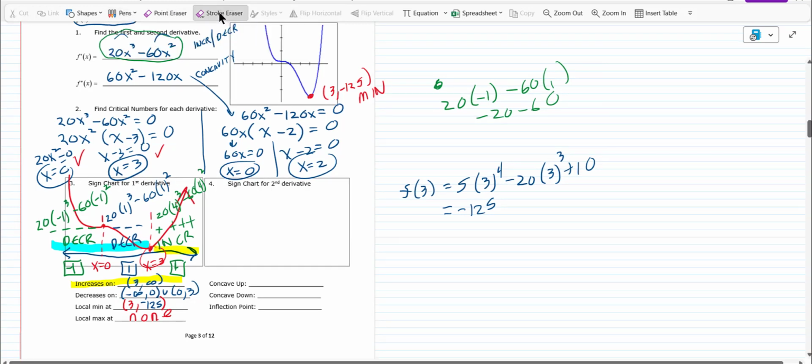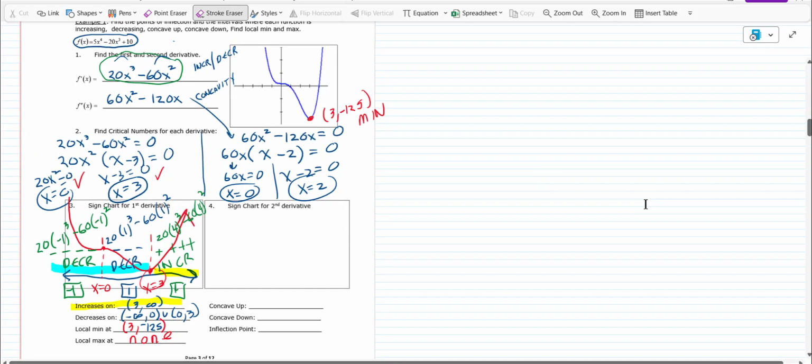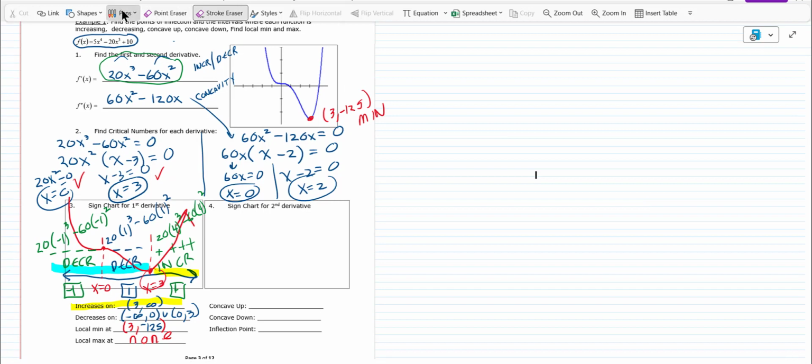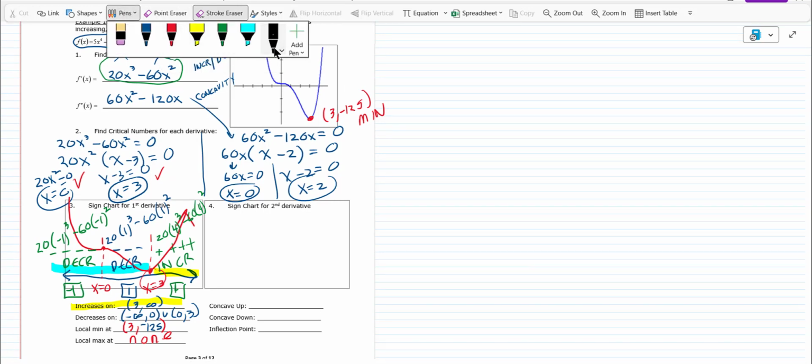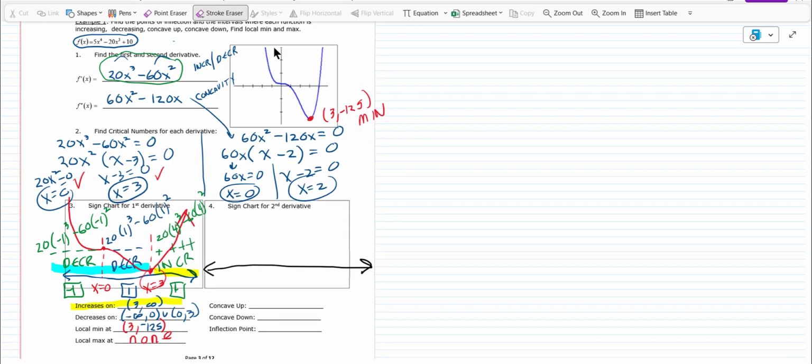Okay, any questions so far? Okay, so if you're asked to look at increase, decrease, that's all about the first derivative. Now we're going to do the new thing, which is the concavity. So down in this step 4, what we want to do is draw a number line, and then this time, the second derivative was equal to 0 at 0 and 2.